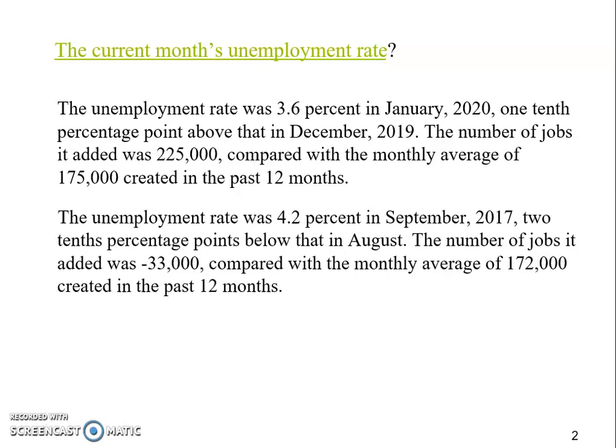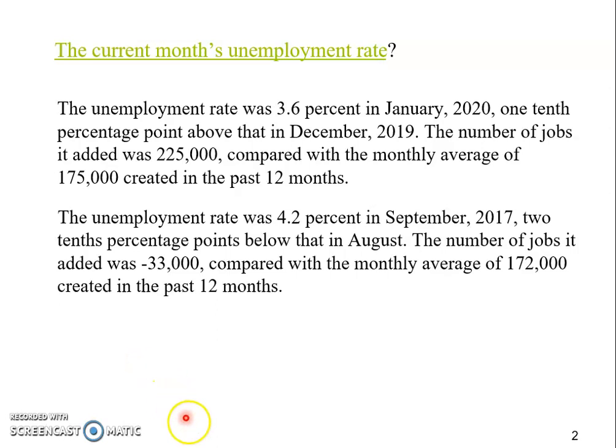It did much worse than the previous 12 months. So if we just look at the number of jobs, we probably would guess that the unemployment rate should have gone up. Okay? But again, the reported unemployment rate actually went down from the previous month. So in this chapter, we're going to check out what's going on here. Why the unemployment rate and the number of jobs created could move in opposite directions.